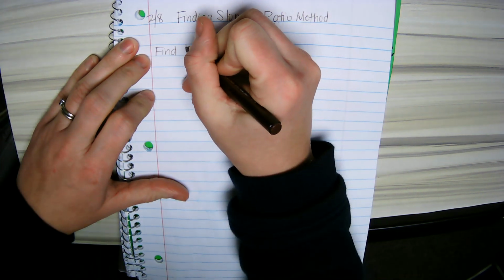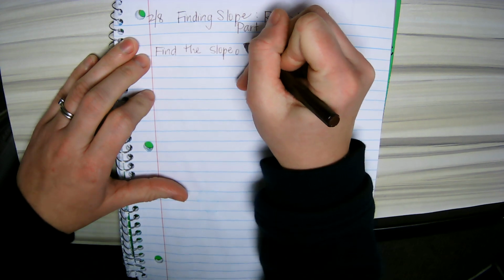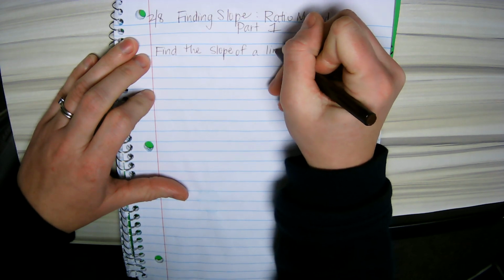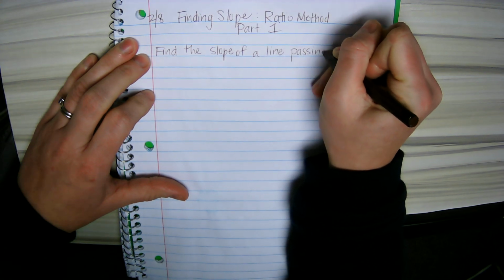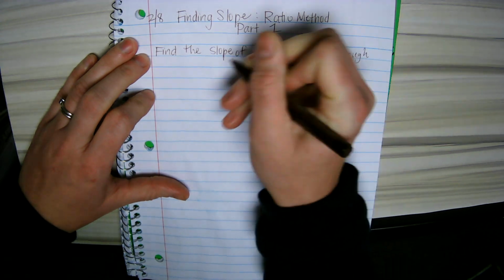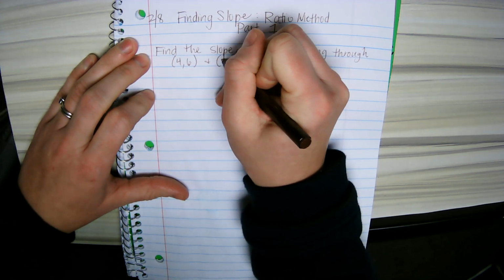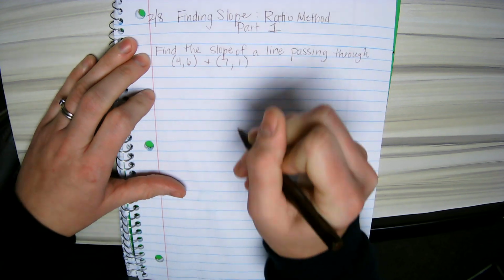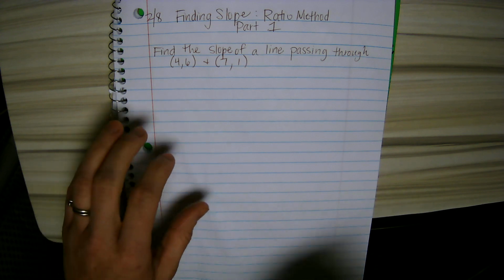If you find the slope of a line passing through (4, 6) and (7, 1). You notice all we need to find the slope of the line are 2 points, right? Just like we have been.